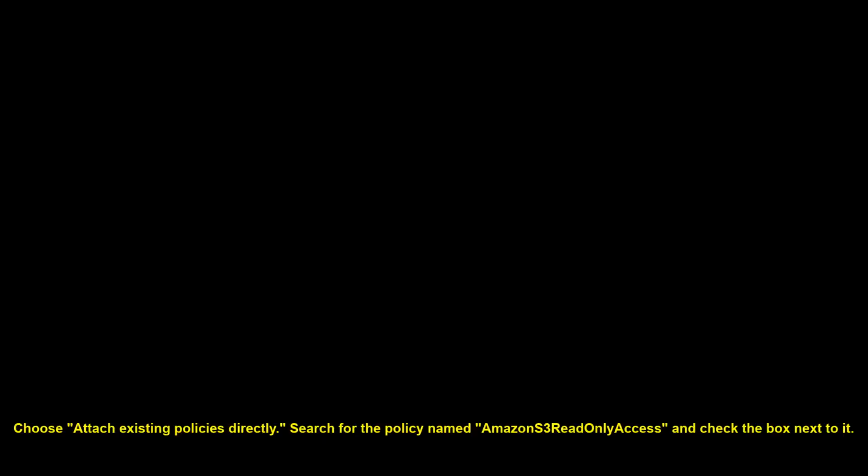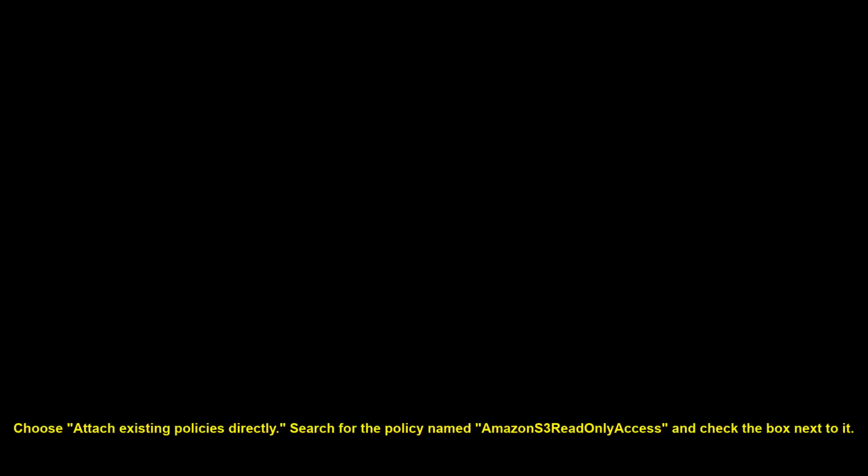Enter a username for your new user, using a descriptive name. Select the Access Key Programmatic Access checkbox. Click Next, Permissions to proceed. You now have the option to set permissions. Choose Attach Existing Policies directly.